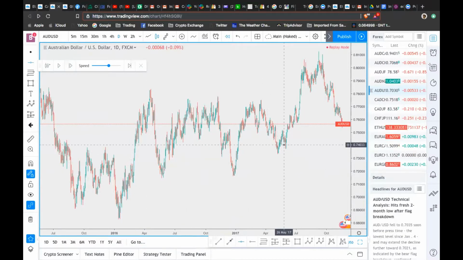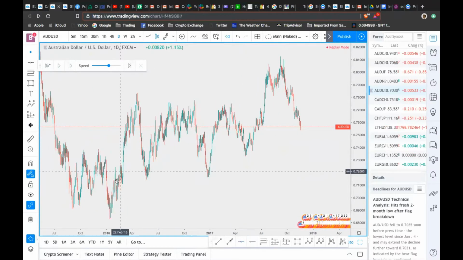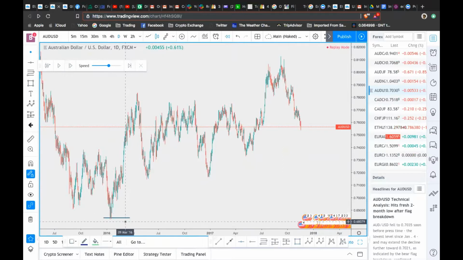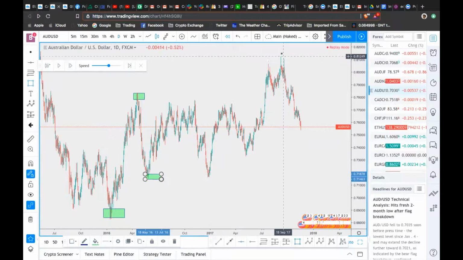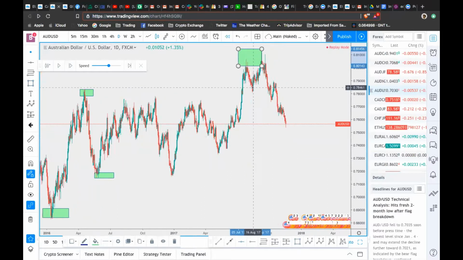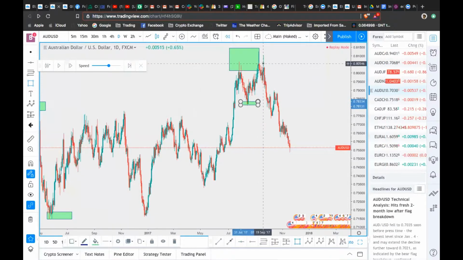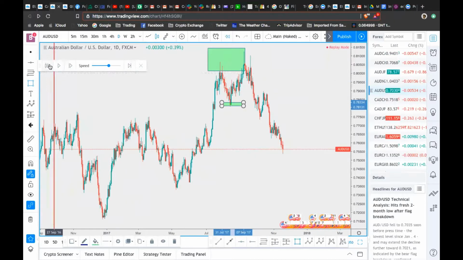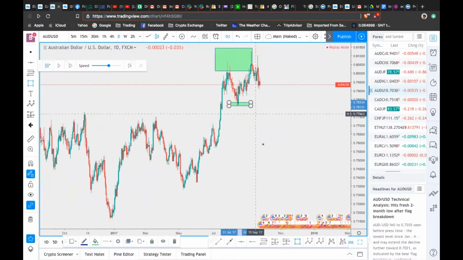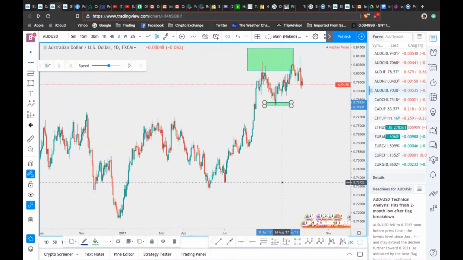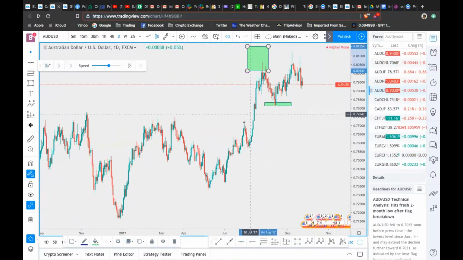Let's clear the chart. All right, we know we got this uptrend. We got this low, we got this higher low, we got this higher high. Then we make this low right here. Now we know we got this uptrend.